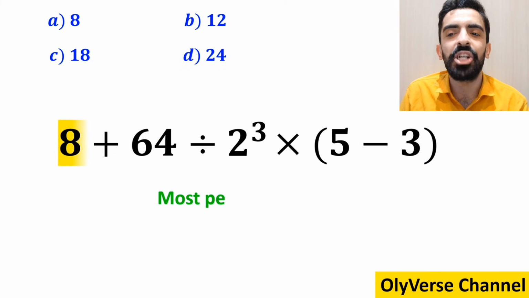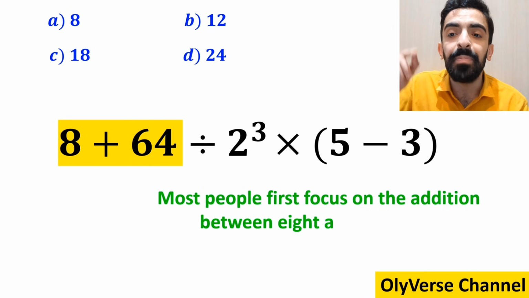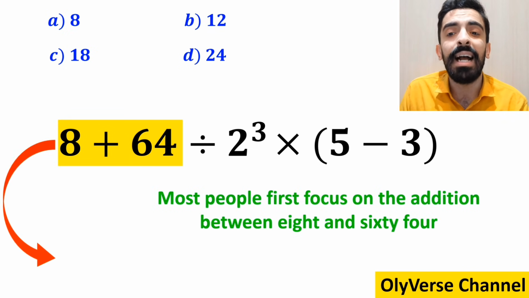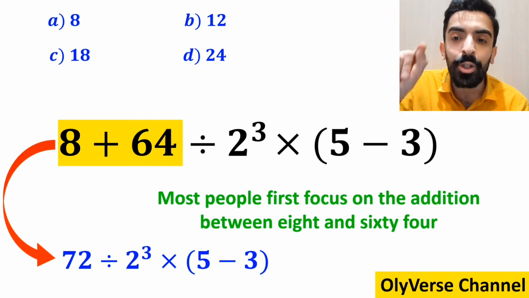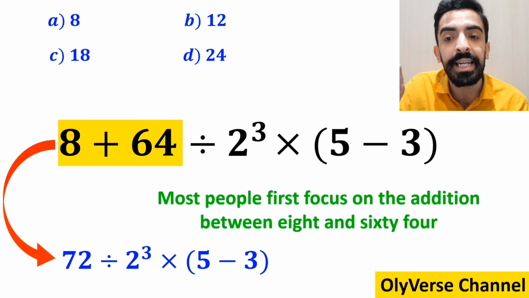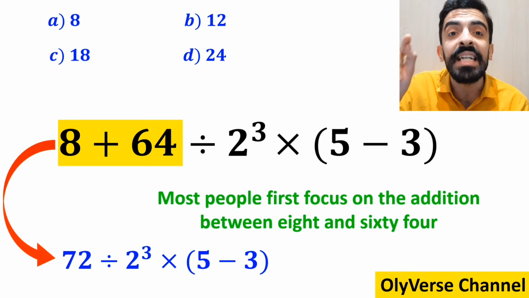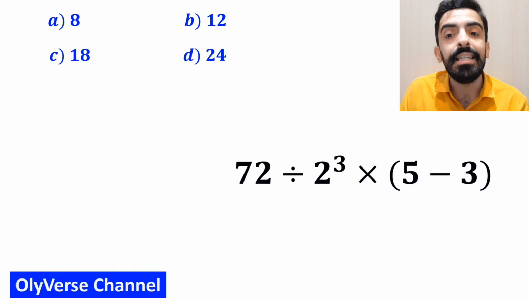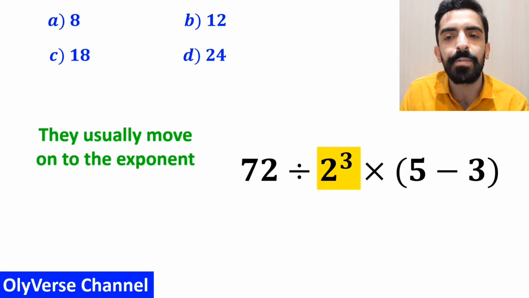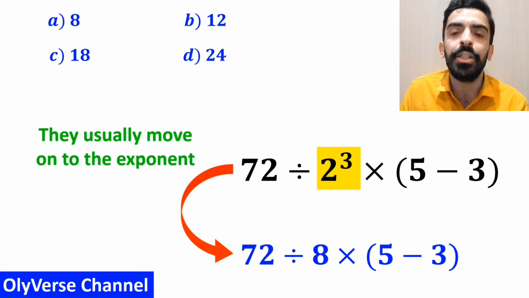To solve this question, most people first focus on the addition between 8 and 64, and they rewrite the whole expression as 72 divided by 2 to the power of 3 multiplied by 5 minus 3 inside the parentheses. And the next step, they usually move on to the exponent and write this expression as 72 divided by 8 multiplied by 5 minus 3 inside the parentheses.